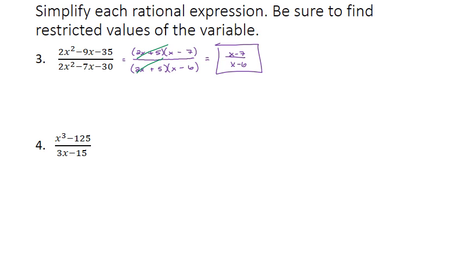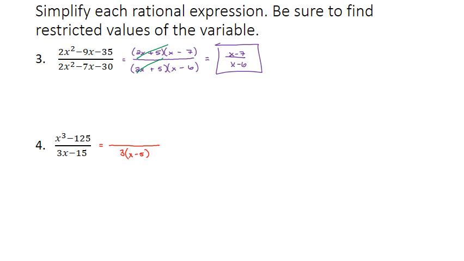On number 4, you've got 2 different kinds of factoring techniques. In this one, you've got x cubed minus 125 over 3x minus 15. The easier one to factor is definitely the bottom, because the only thing you can do is notice that both terms have a 3 in common. So if you factor a 3 out of both terms, it makes it 3 times x minus 5.